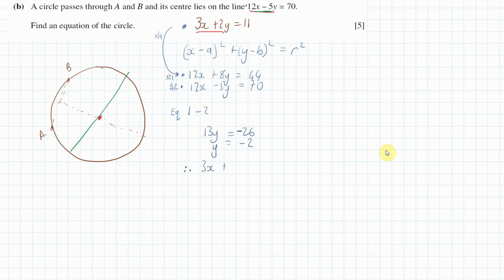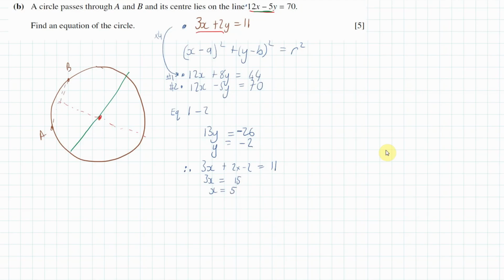And therefore by substituting in, 3x plus 2 times negative 2 equals 11. 3x plus 2y equals 11. So 3x will be 15. So x will be 5. Okay. So we've got 2 of the components.